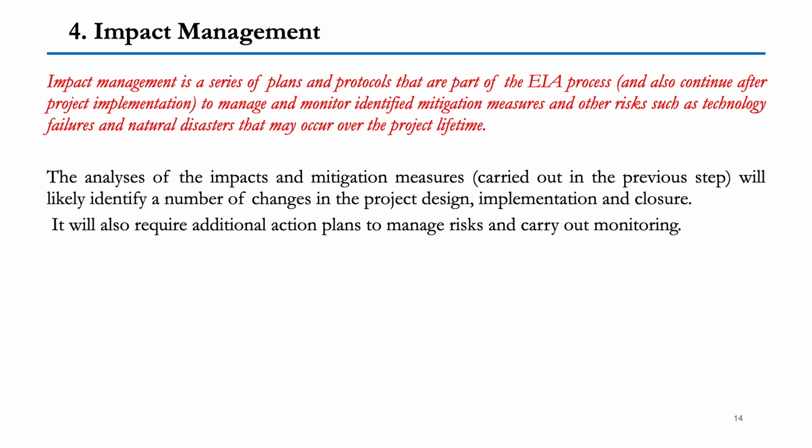to manage and monitor, identify mitigation measures and other risks such as technological failures and natural disasters that may occur over the project lifetime. The analysis of the impact and mitigation measures carried out in the previous step will likely identify a number of changes in the project design, implementation, and closure. It will also require additional action plans to manage risk and carry out monitoring. So what happens, let's say for example, for the construction of a mall, type A was planned.